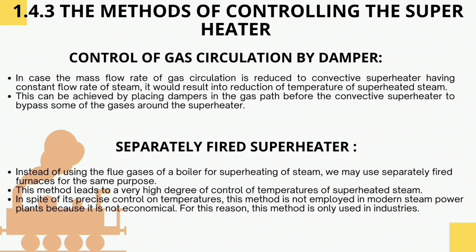And next, the method number 2 is separately fired superheater. So instead of using the flue gas of a boiler for superheating of steam, we may use separately fired furnace for the same purpose. So this method actually leads to very high degree of control of temperature of superheated steam. In spite of its precise control on temperatures, this method is not employed in a modern steam power plant because it is not economical. So for this reason, this method is only used in industry.